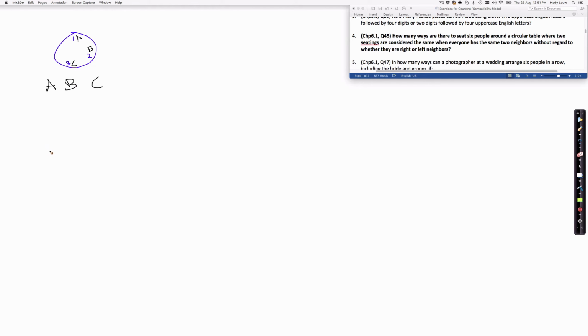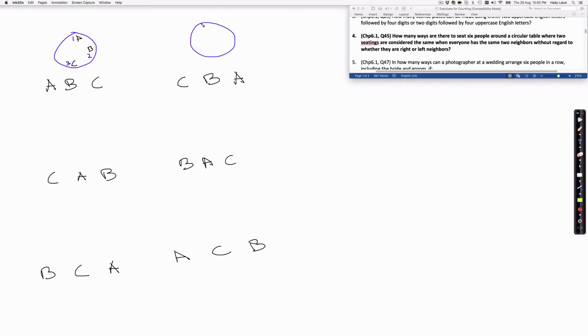Okay, so another possibility is that instead of ABC, we have CAB, as well as BCA, CBA, BAC, and ACB.